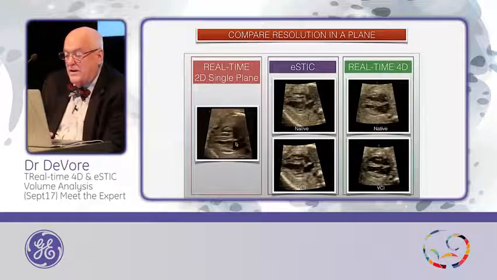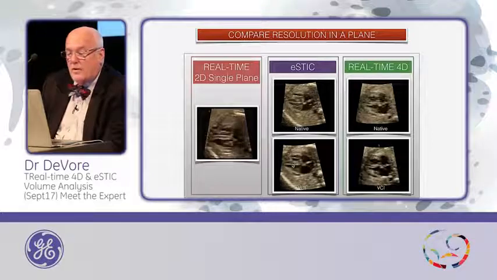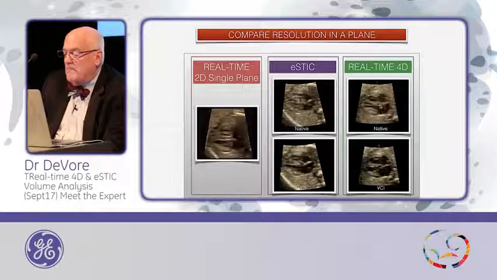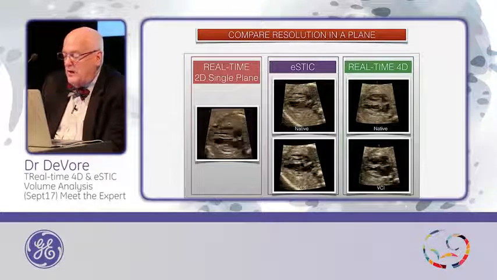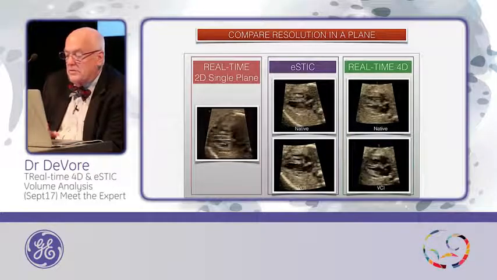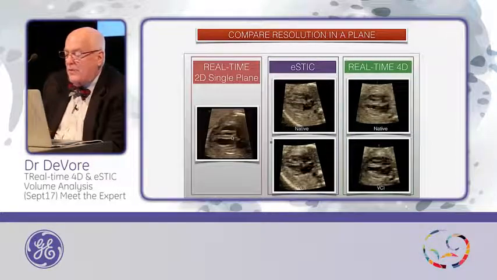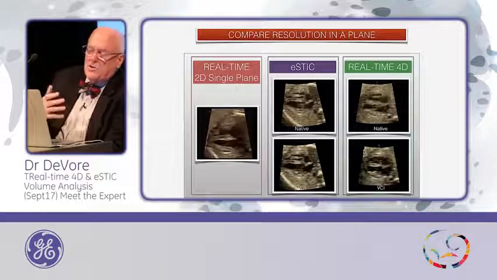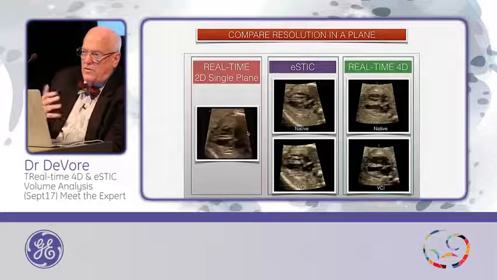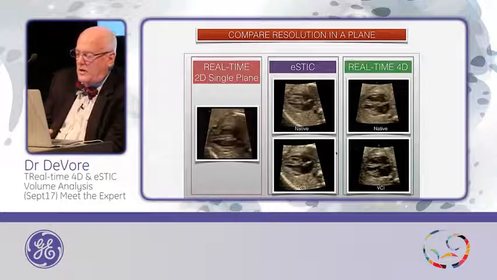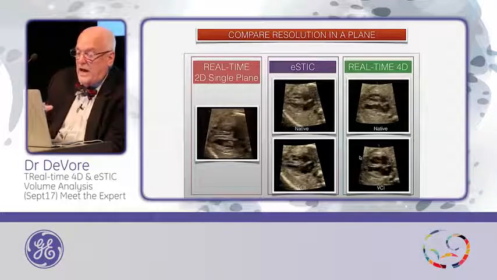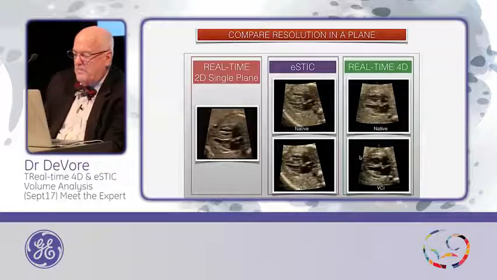Yet the benefit is, with this I have a volume to play with, where with this I just have a simple 2D image. If we look at the real-time 4D, here's the native image. Here's the VCI image. Pretty close to this. So what I'm really saying to you is that I can have almost the same resolution that I would acquire with a 2D image, with all the filters turned on. I can acquire that with the eSTIC and almost come close to that with a real-time 4D and have the volume to play with on top of it.